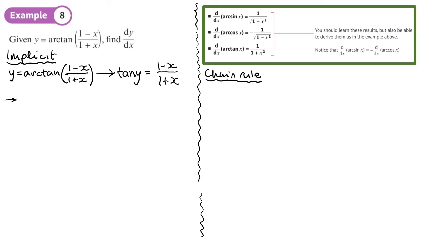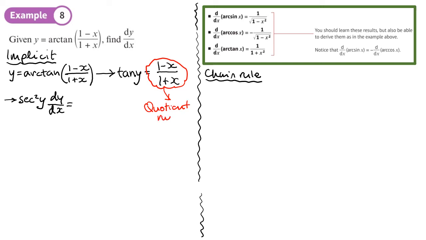So tan y differentiated with respect to x, from the formula book, becomes sec squared y, but we write dy/dx. I've just differentiated a y term as if it were an x. Then I need to differentiate this part here. Now to do this we need to use the quotient rule.